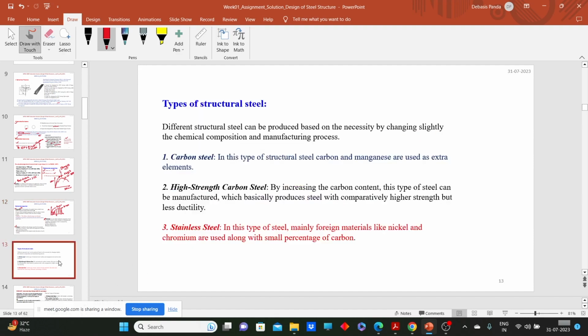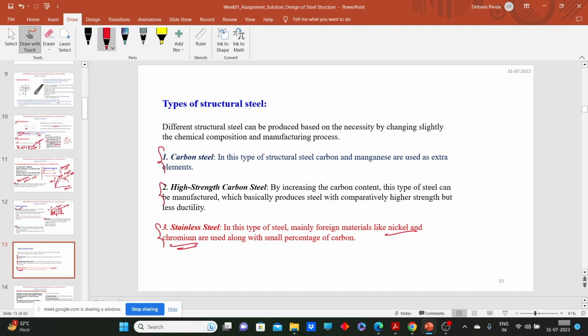Basically, we have different kinds of steels based on carbon content. We have carbon steel, high carbon steel, and stainless steel. In stainless steel, we have nickel and chromium. These two foreign materials are added to it.